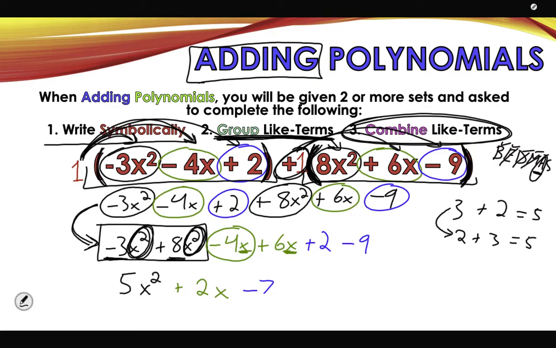So what we have done now, at this answer right here, is we have taken those two polynomials that we started with, and we have added them together into a single polynomial.